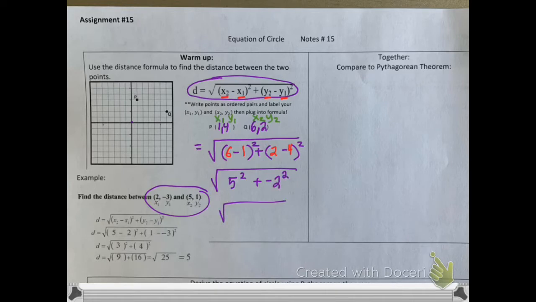So 5 squared is 25, and then negative 2 squared is 4. You always get two positive numbers because you're squaring them. And then when we add these together, we get the square root of 29. So we're going to leave it as a root.